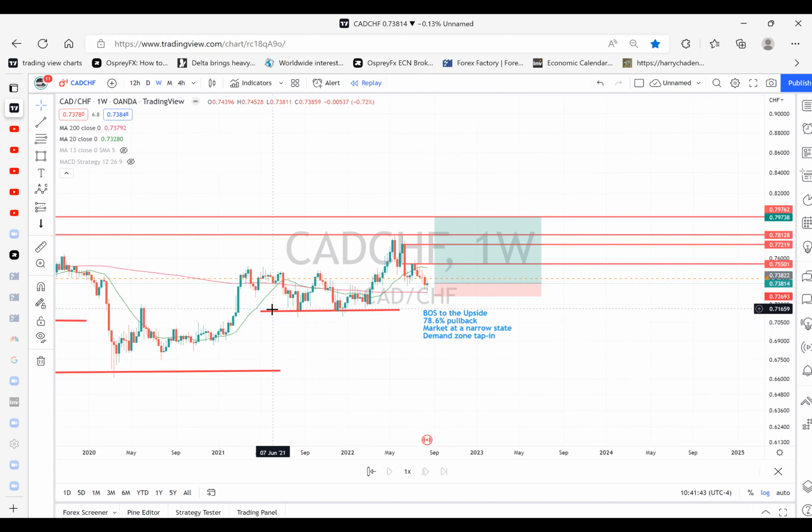If it has a chart, it has structure. Trust your structure. I don't care if it's US 30. I don't care if it's NASDAQ. I don't care if it's pork bellies. If it has a chart, it has structure. We're trading structure, right? The structure is telling you that the price is going up.